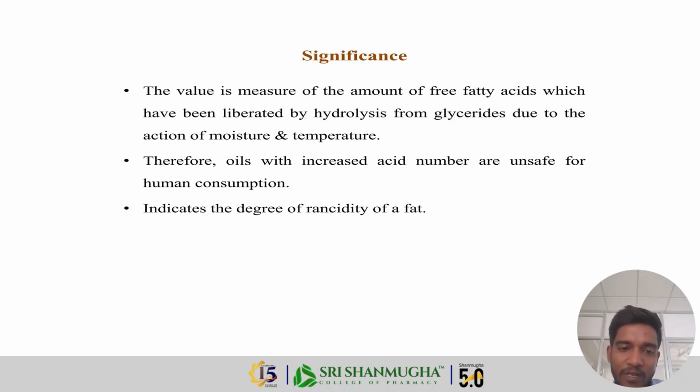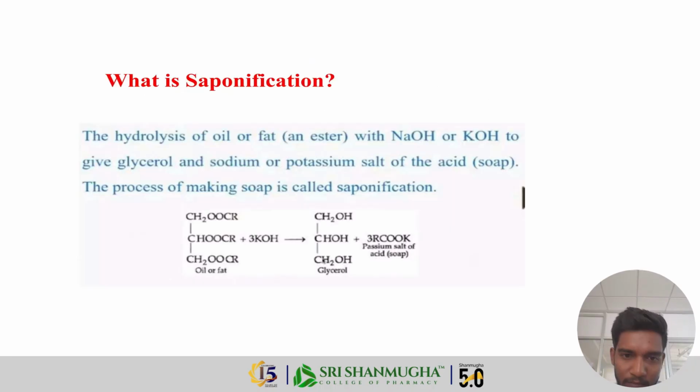Next one, significance. The value is a measure of the amount of free acids which have been liberated by hydrolysis from glycerides due to the action of moisture and temperature. Therefore, oil with increased acid number is unsafe for human consumption. It indicates the degree of rancidity of the fats.